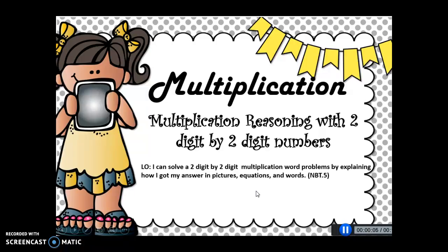Today, we are going to be talking about multiplication reasoning with two-digit by two-digit numbers. Your learning objective is, I can solve a two-digit by two-digit multiplication word problem by explaining how I got my answer in pictures, equations, and words. Pause the video as you write down your title and your learning objective.